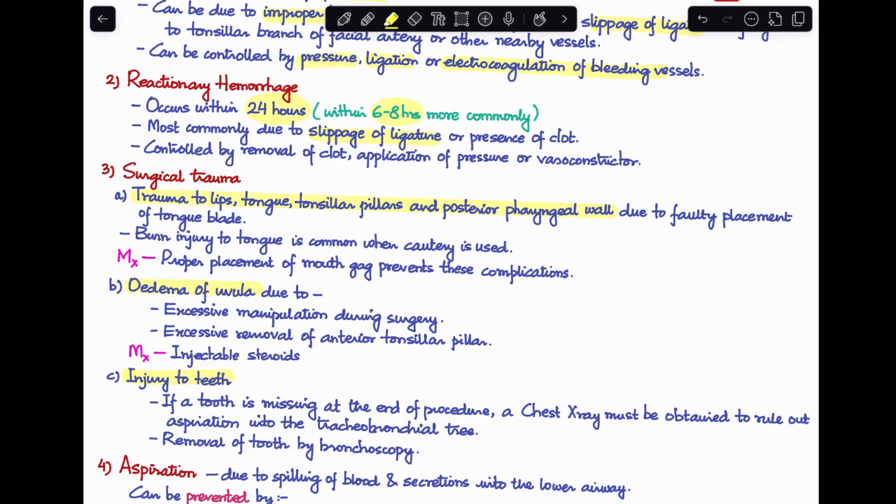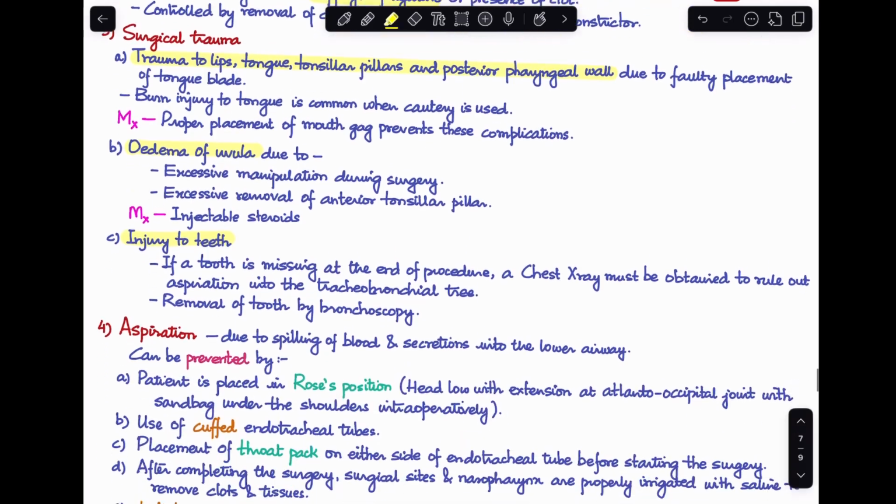Last is injury to teeth. If you see a tooth is missing at the end of your procedure, what do you do? You perform a chest X-ray immediately to rule out aspiration of the tooth into the tracheobronchial tree. And when you locate the position of the tooth, you remove it with the help of a bronchoscope. So, this is all the surgical trauma that can happen during the time of surgery.